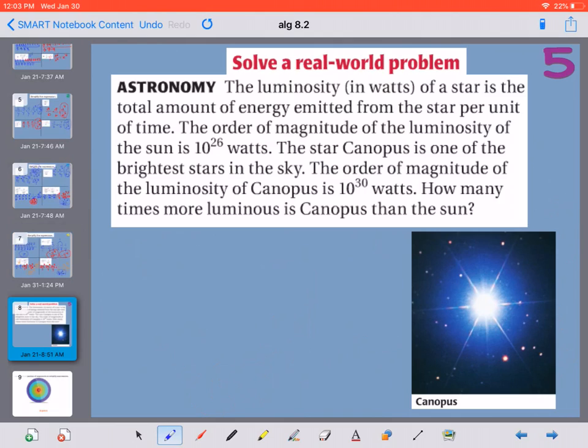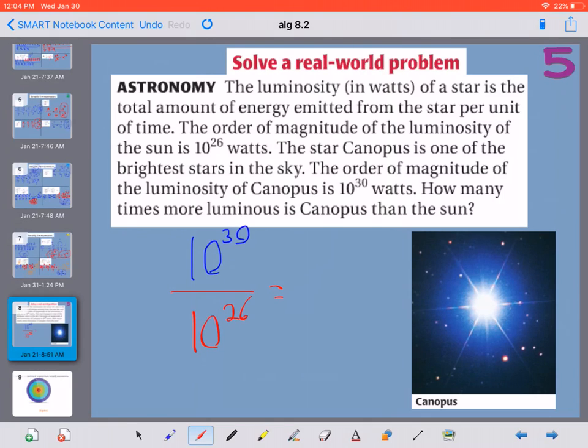Alright, last one. The luminosity in watts of a star is the total amount of energy emitted from the star per unit of time. The order of magnitude of the luminosity of the sun is 10 to the 26th watts. The star Canopus is one of the brightest stars in the sky. The order of magnitude of the luminosity of Canopus is 10 to the 30th watts. How many times more luminous is Canopus than the sun? Well, Canopus we know is 10 to the 30th, and we know that our sun is 10 to the 26th.